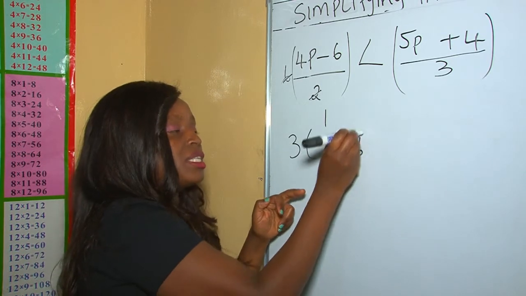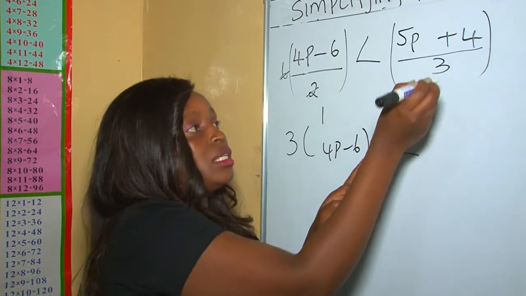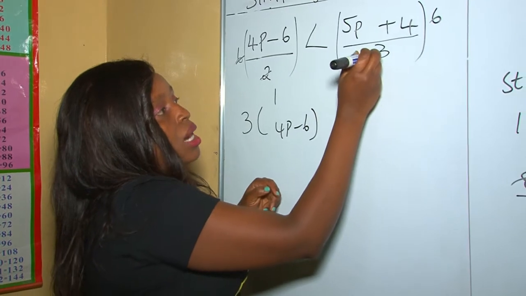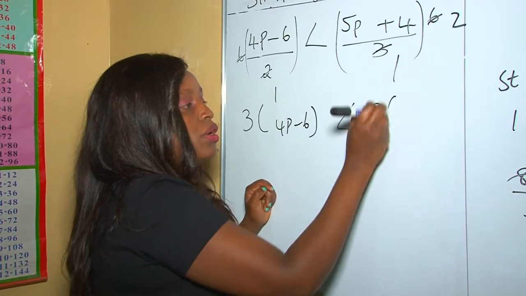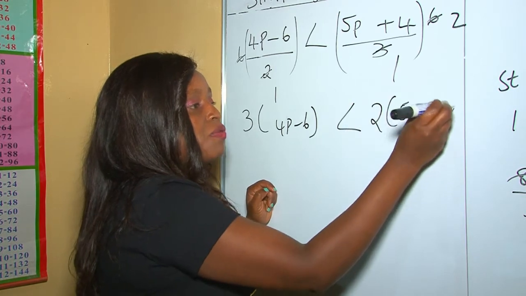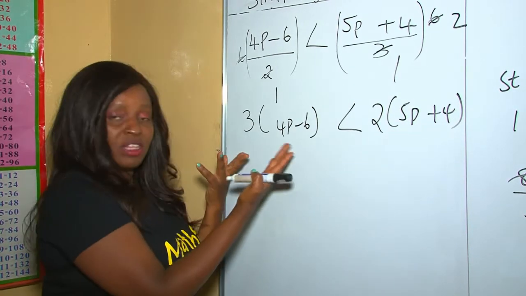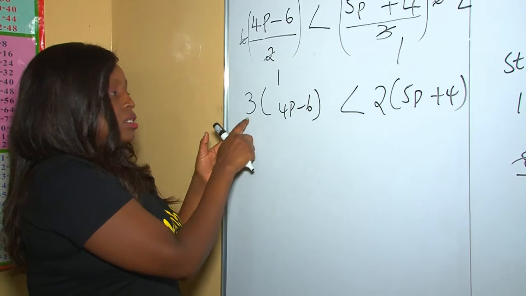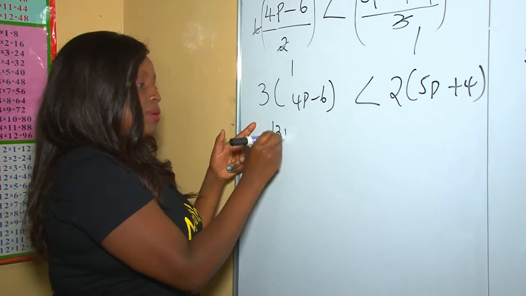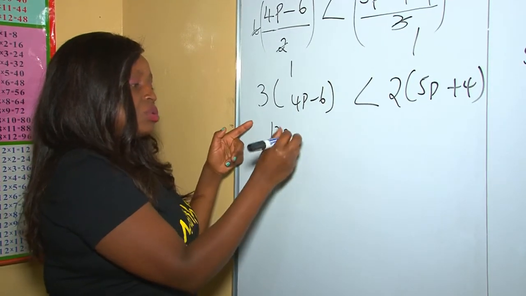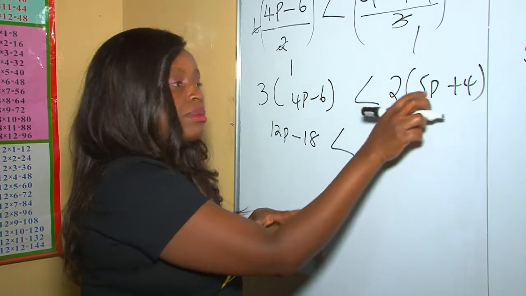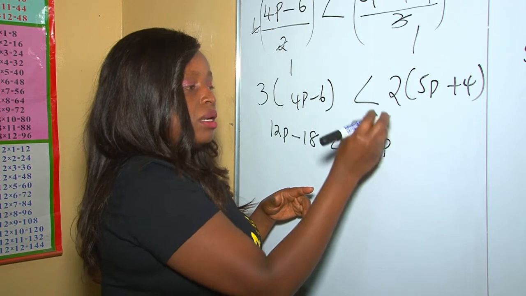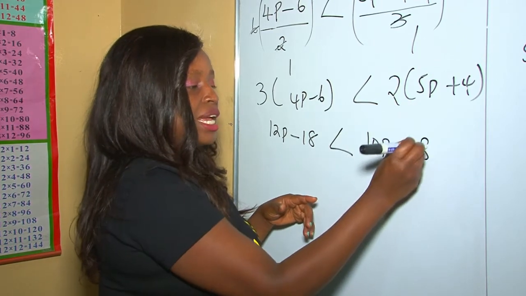4p take away 6 is less than, by 3 1, by 3 is 2. So 2, 5p plus 4. Now we need to remove the brackets first. 3 times 4 is 12p. Take away 3 times 6, which is 18. The symbol remains to be less than. 2 times 5 is 10p plus 2 times 4, which is 8.